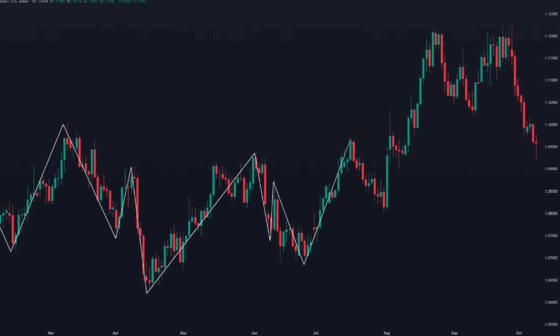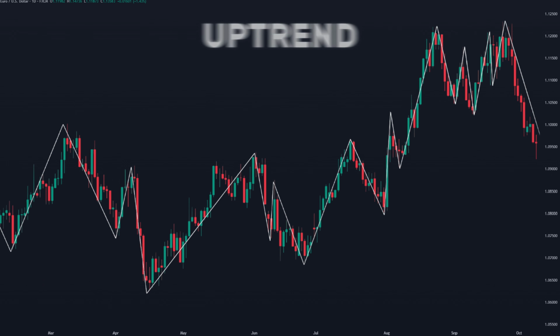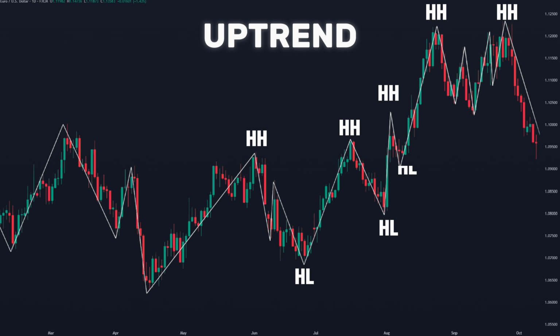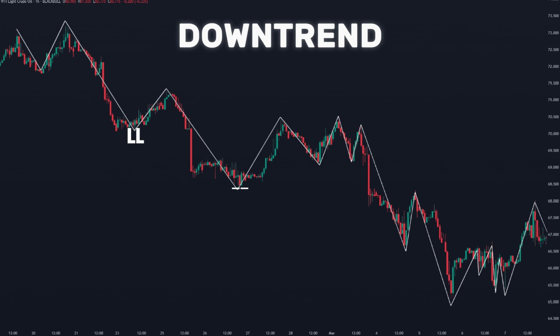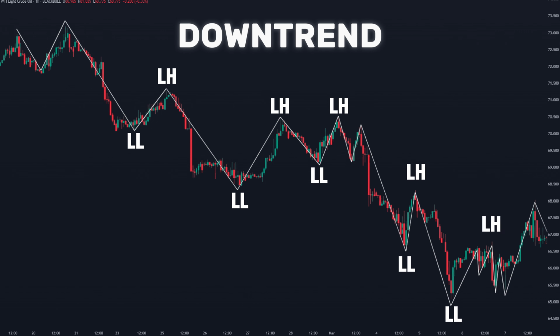Here are the 3 main ways, or phases, markets usually move. First, we have an uptrend. This is when the price keeps making higher highs and higher lows. Think of it like walking upstairs. In an uptrend, we mostly want to look for chances to buy. And then we have a downtrend. This is the opposite of an uptrend. Here, the price keeps making lower lows and lower highs, like walking downstairs. In a downtrend, we mostly want to look for chances to sell.